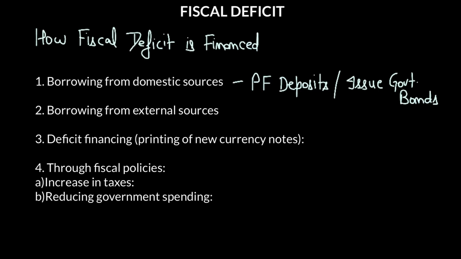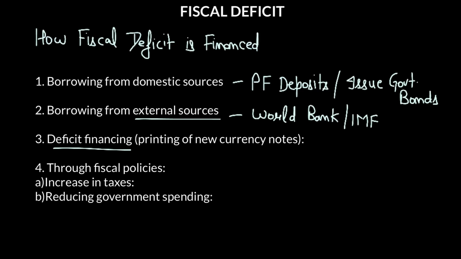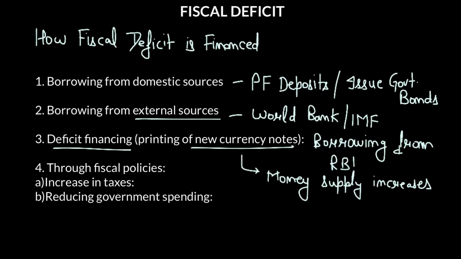Second, the government can borrow from external sources like the World Bank, IMF and foreign banks. Third way is through deficit financing, also called printing of new currency notes. It is basically the government borrowing from RBI. Government issues treasury bills which RBI buys in return for cash from the government. And this cash is created by printing new currency by RBI against the government securities, and thus it is an easy way to raise funds, but it creates adverse effects also. Its implication is that money supply increases in the economy, which can create inflationary trends.